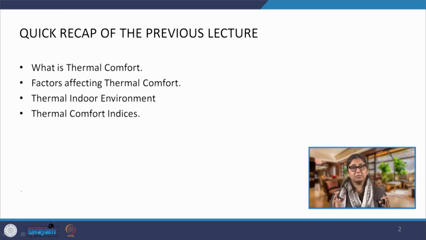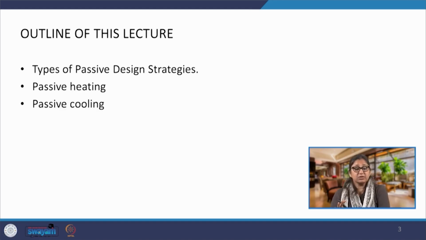So, we want to provide buildings with thermal comfort, and this thermal comfort will be achieved if we design the building correctly, or we have to add external energy, we have to consume energy to provide thermal comfort. But at the end of the day, if the building has to function properly, we have to provide thermal comfort in the building. In this lecture, we are going to look at the different types of passive design strategies headwise, and then we will look at the passive heating strategies and cooling strategies. We will look at the ventilation and daylight strategies later, but this is what we are going to cover.